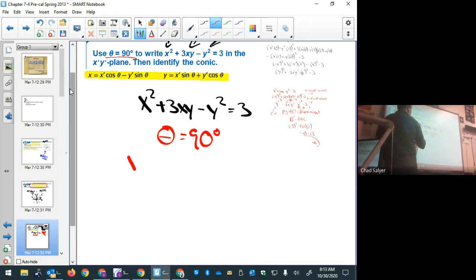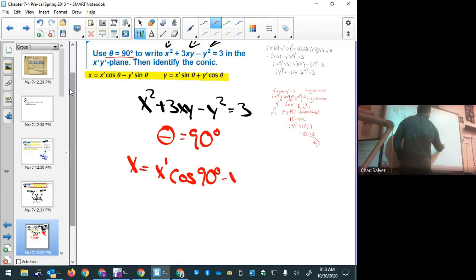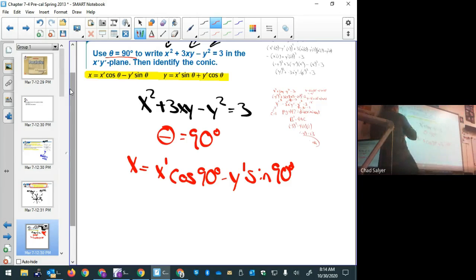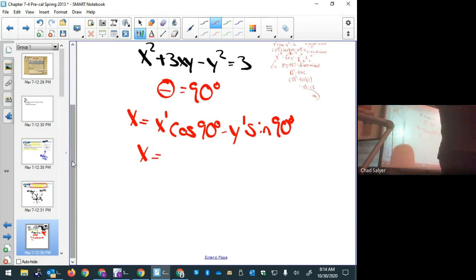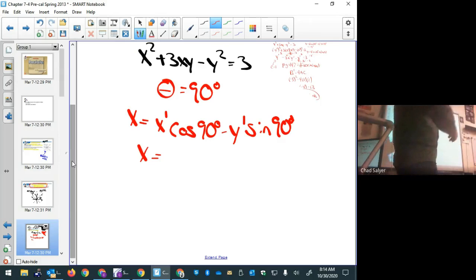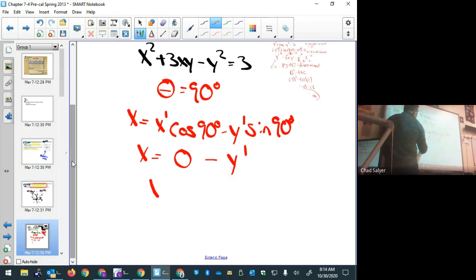So x equals x prime cosine of 90 degrees minus y prime sine of 90 degrees. Plug it in here. So x equals the cosine of 90 degrees. That's the x coordinate is 0. You guys remember the unit circle? So dust off that memory. 90 degrees. The cosine is 0. So this term becomes 0. Minus, and then y prime sine of 90 degrees is 1. So x equals negative y prime.